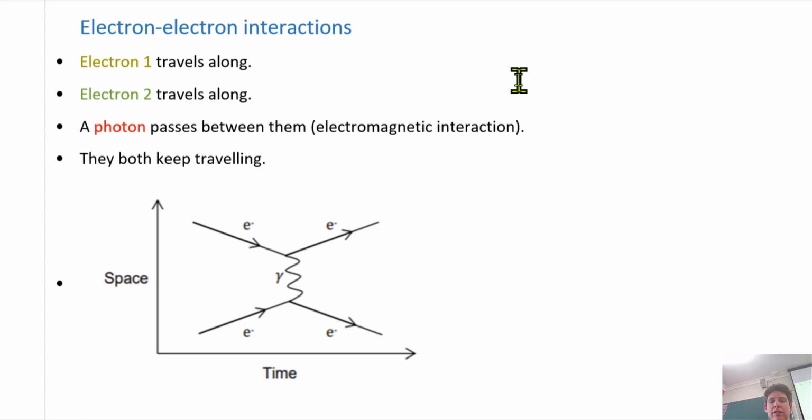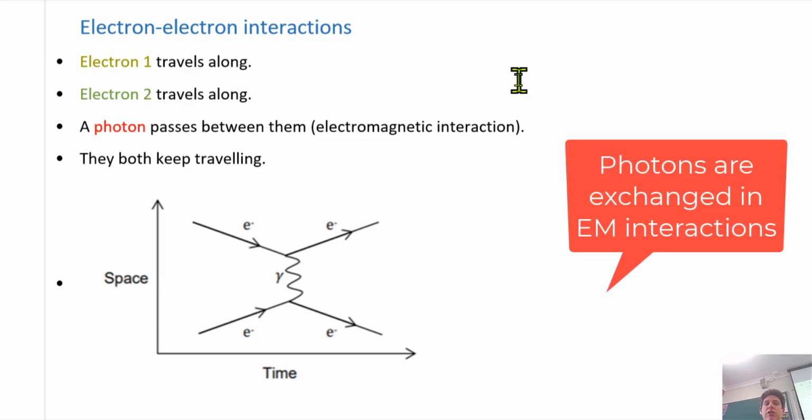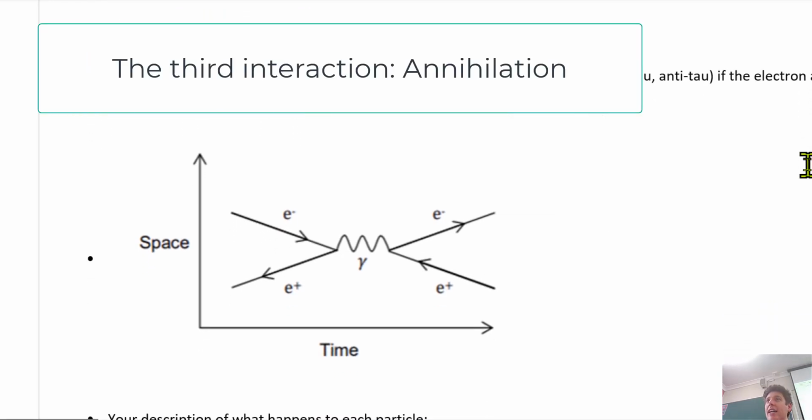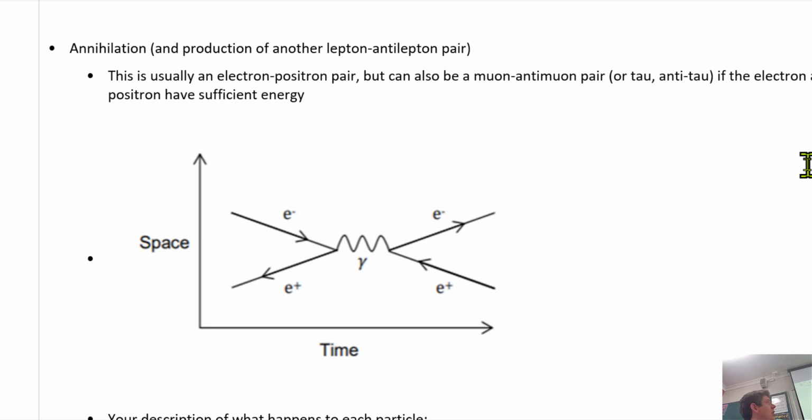Okay, next one. Electron, electron. So what happens when two electrons interact? A photon passes between them. This is EM interaction because it's a photon. EM, yeah? Okay, so they come towards each other and they annihilate each other. They turn into a photon and then they reappear.